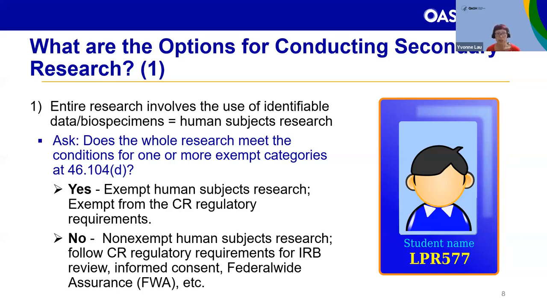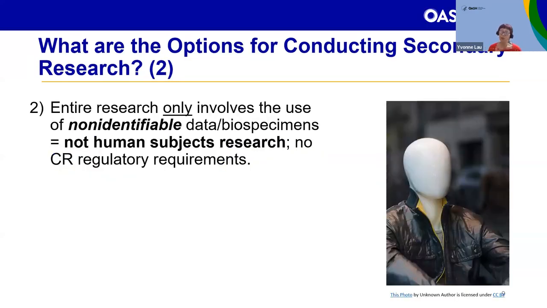So again, we're talking specifically about secondary research. If the secondary research involves the use of individually identifiable private information or identifiable biospecimens, then it will be human subjects research, even though it's secondary research. But this human subjects research could potentially meet the conditions of one or more exempt categories. All right, so that's one option.